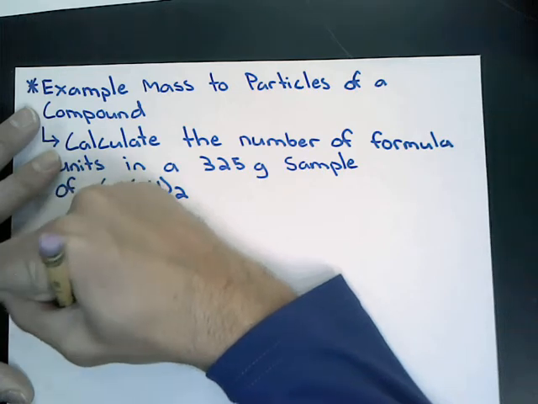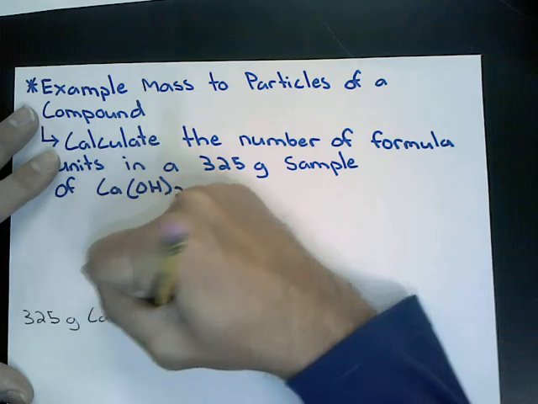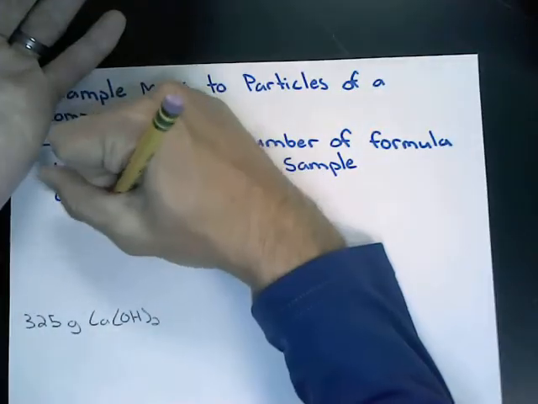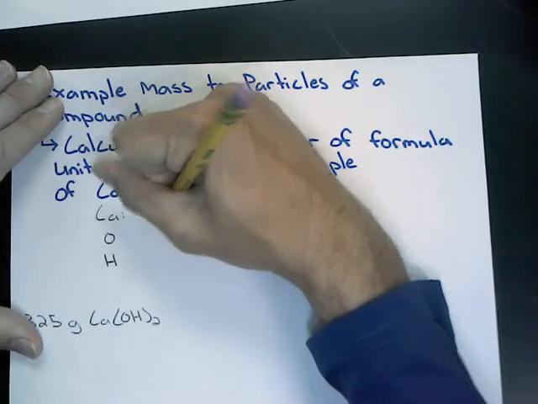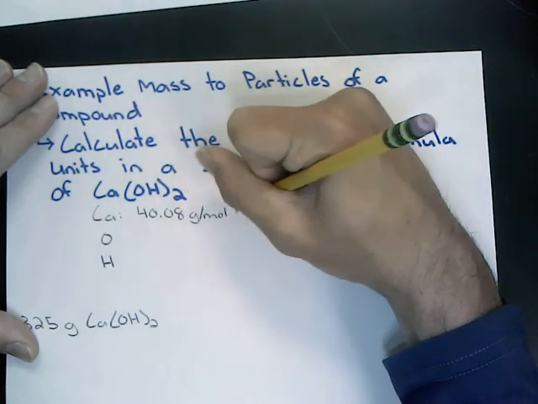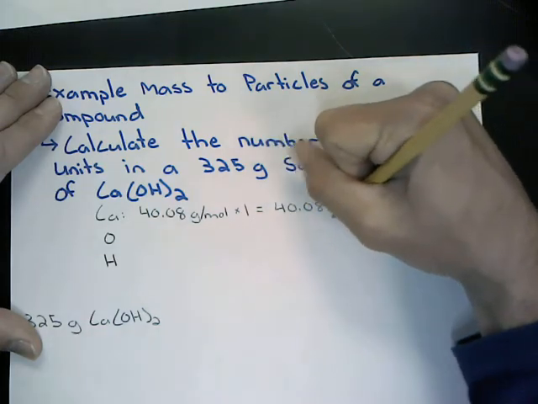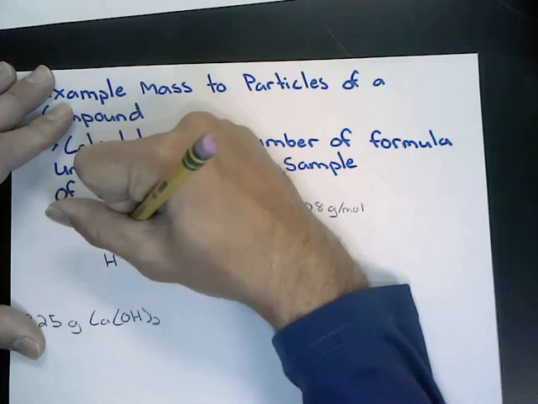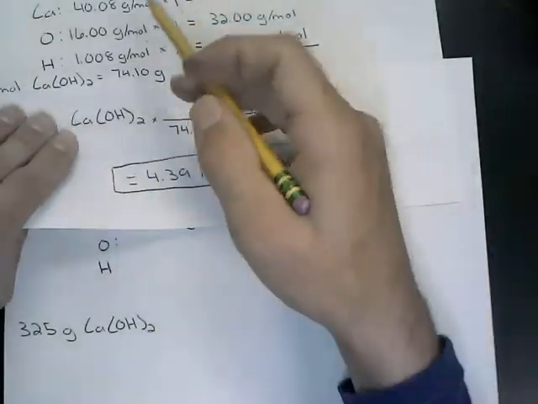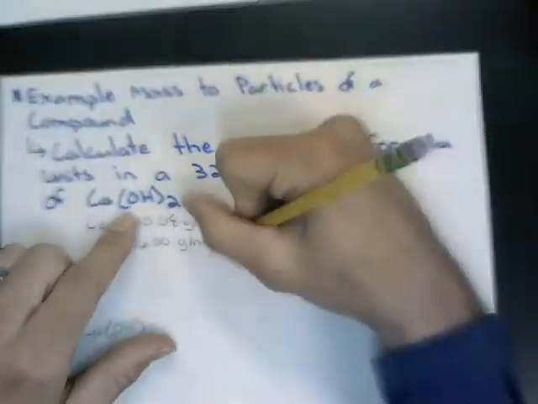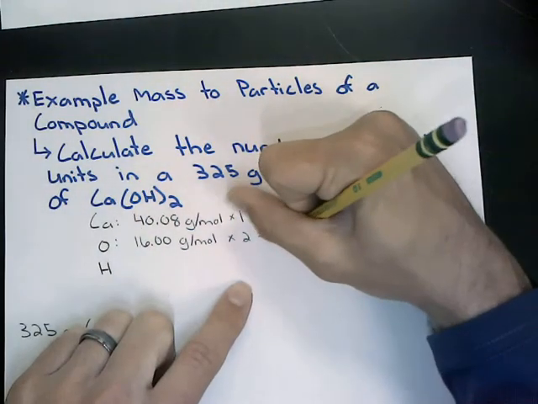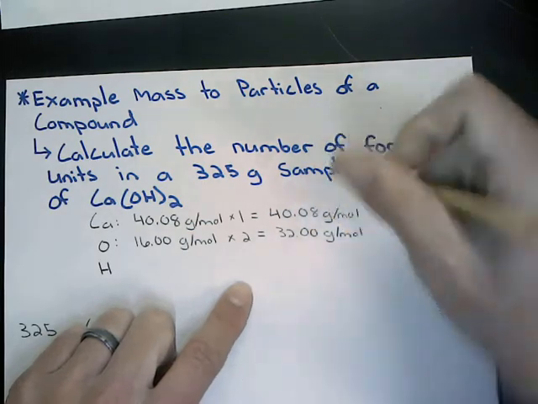I'm going to write down 325 grams of calcium hydroxide, and then I'm going to write down the molar mass of calcium hydroxide. So I'm going to write down Ca, O, and H. Calcium, from that previous problem, had a molar mass of 40.08 grams per mole. We had 1 calcium, so that gave us 40.08 grams per mole. Oxygen had a molar mass of 16.00, so I write down 16.00 grams per mole. There were 2 oxygens, and when we calculated that out, that was 32.00 grams per mole. Again, just copying down.